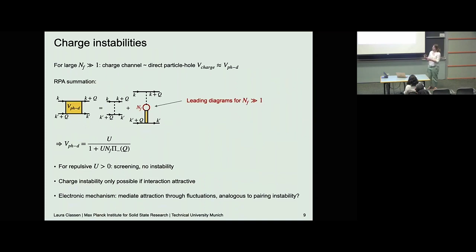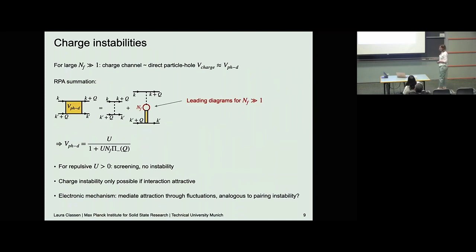And this is actually something we also know very well. It's the simple RPA resummation and leads to screening. So you get this type of renormalized interaction, which means for repulsive U, the interaction is reduced and there's no instability. So similar to the Cooper case, you actually need an attraction to get such a charge instability. And then also in full analogy, the question is, where do you get that attraction from if you start with a repulsive electronic interaction?